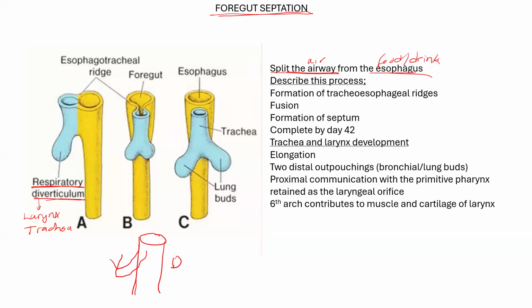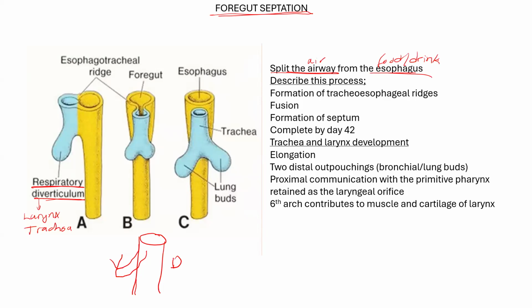You don't want food to go to the airway. That would cause choking. Air can go to the esophagus. That has no issue, and you just belch the air. But the issue is food going to the airway. That is dangerous. That can cause choking and death. So how does this process occur?